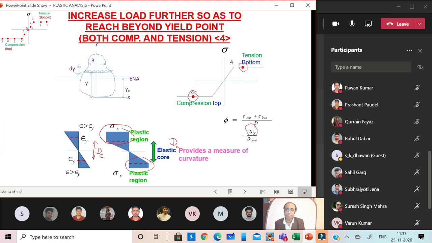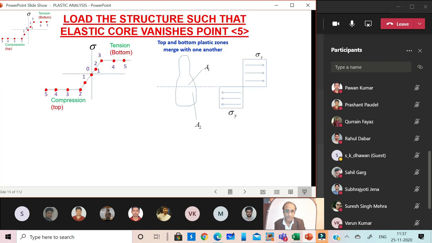If we increase the loads further, what will happen? The plastic regions will increase further and the curvature will keep on increasing. The limiting situation is that the top plastic region and the bottom plastic region just meet each other. In that circumstance we are going to point number 5, which is illustrated here. The entire compression and the entire tension zone have the extreme value of the stress, that is the yield stress.